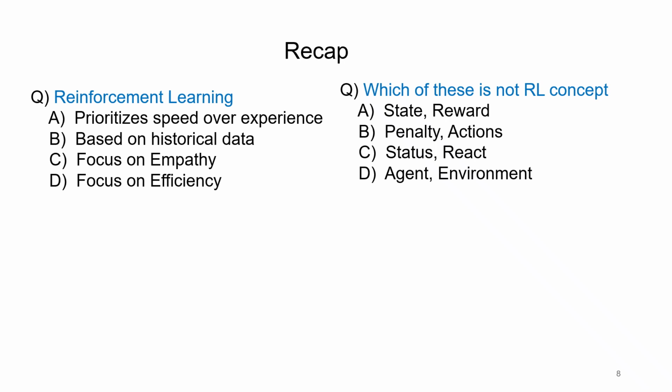Which of these is not RL concept? State and reward, penalty and action, status and react, agent and environment. Agent, state, reward, penalty, environment, actions and policy are concepts of RL. So A, B, D are correct. Therefore answer C, status and react is not correct. So answer is C.